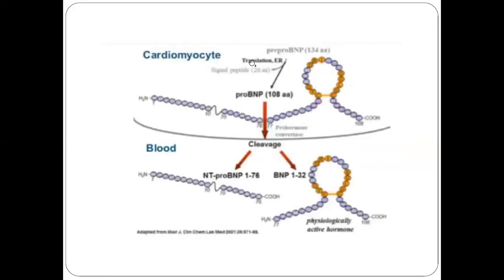During its formation in the cardiomyocyte, it is formed as a progenitor called pre-pro-BNP, which after translation gets converted to pro-BNP, and pro-BNP gets cleaved and forms NT-pro-BNP and BNP. So this BNP is the physiologically active hormone.